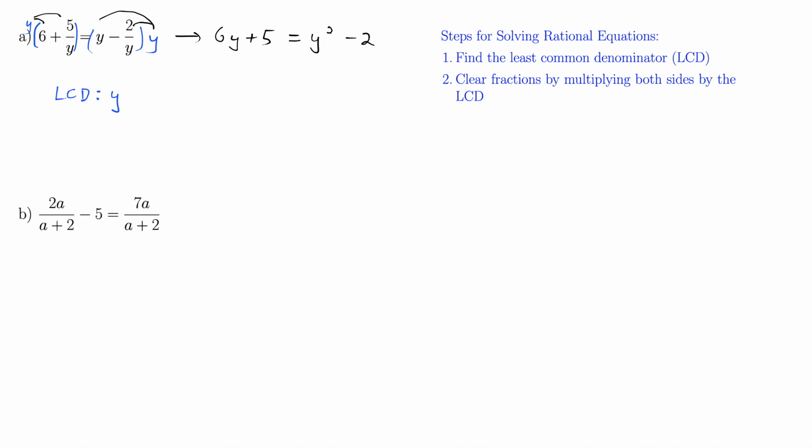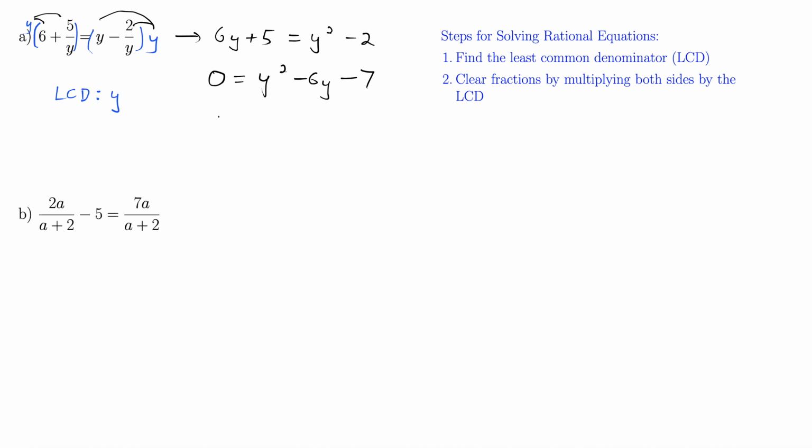Now it's just a quadratic equation. What I mean by that is there's a y squared in here somewhere, and a y and a constant. Anytime you see a y squared on one side, you want to get 0 on the other side of the equal sign. So I'm going to do a 0 on the left and bring everything else to the right. So y squared, I'm going to subtract off the 6y, so minus 6y. Subtracting off the 5 gives us minus 7.